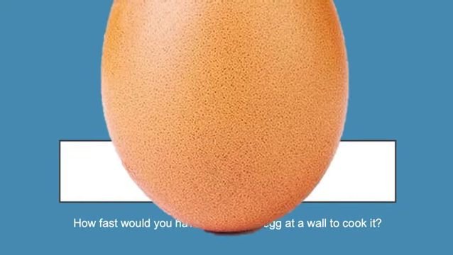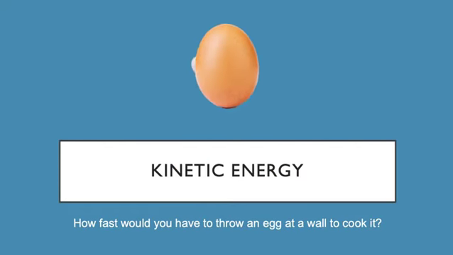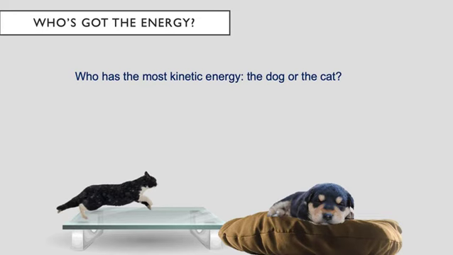It's Mr. Baker with another physics video, and today we're going to be answering the question, how fast do we have to throw an egg at a wall to cook it? We're looking at kinetic energy. So the question you never knew you needed answering, how fast would you have to throw an egg at a wall to cook it? So, out of these two then, who's got the most kinetic energy, the dog or the cat?